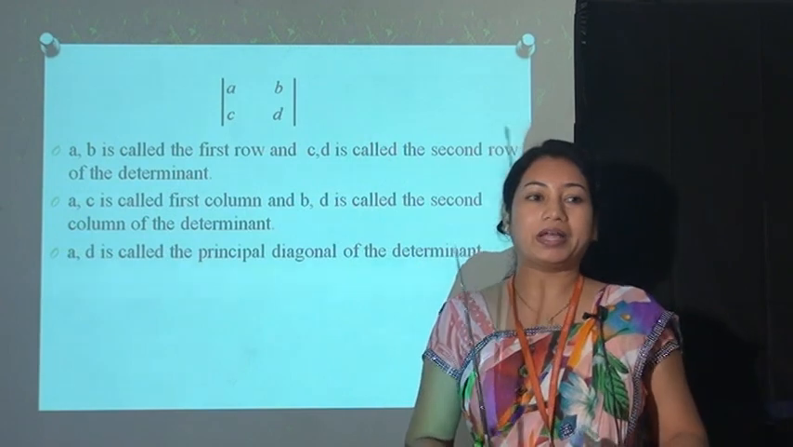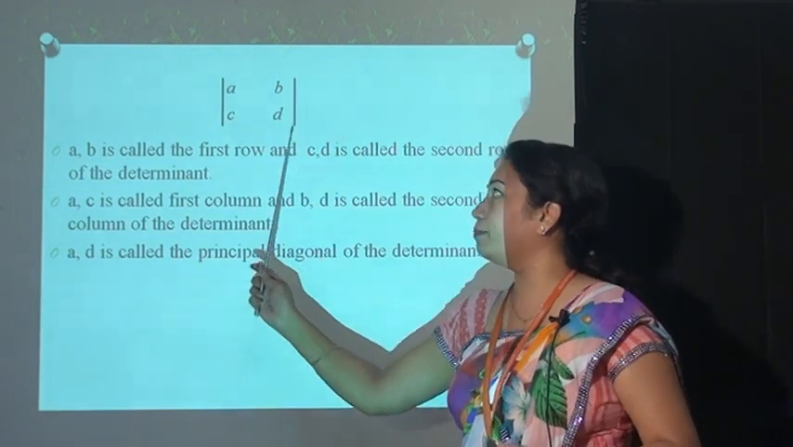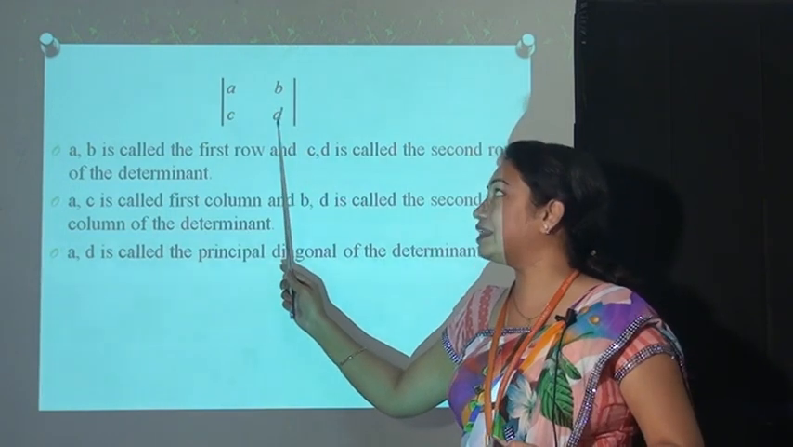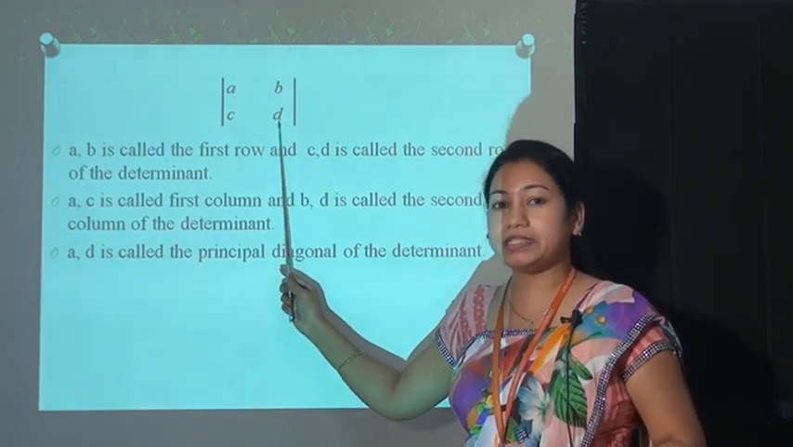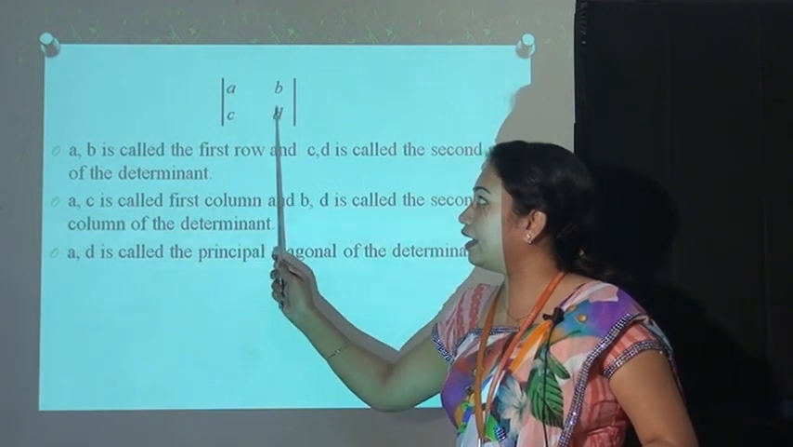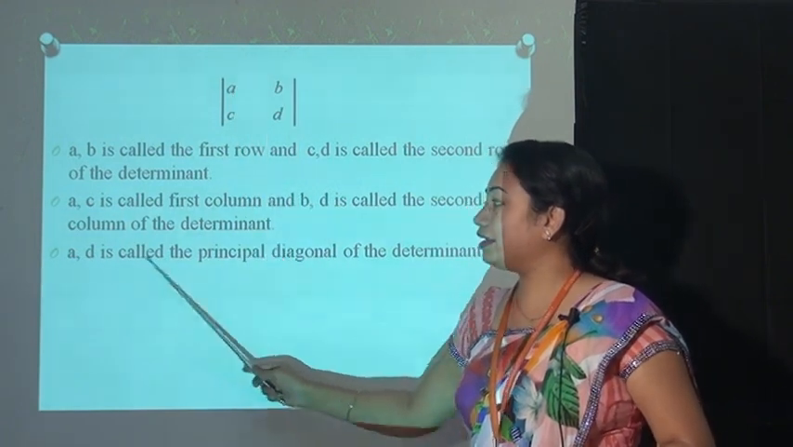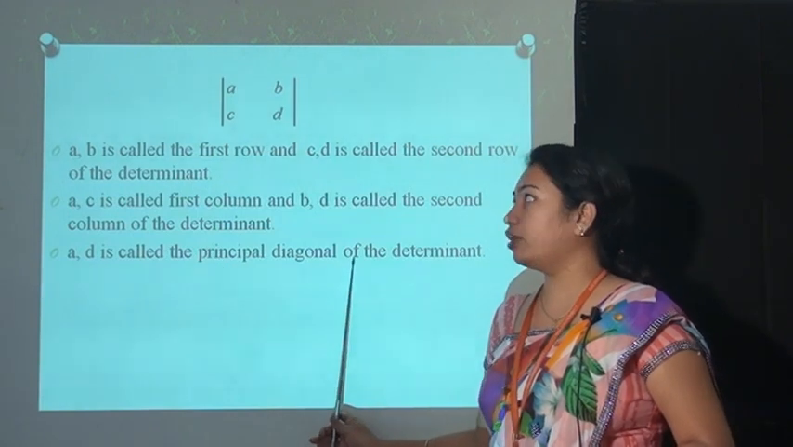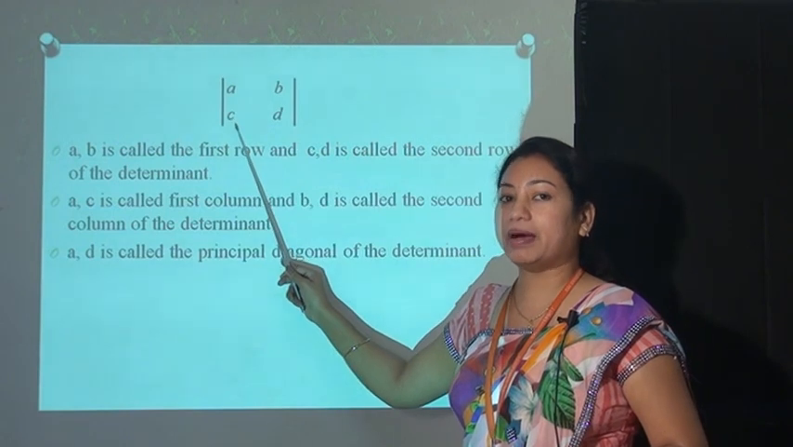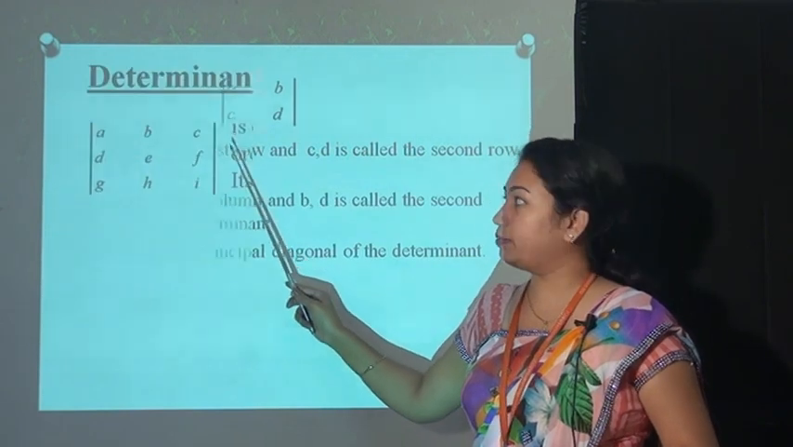Here there are two diagonals. The first one is the main diagonal and the second one is the minor diagonal. The main diagonal is nothing but the principal diagonal. A and D are called the principal diagonal of the determinant. In a similar way, B and C are the minor diagonal of the determinant.